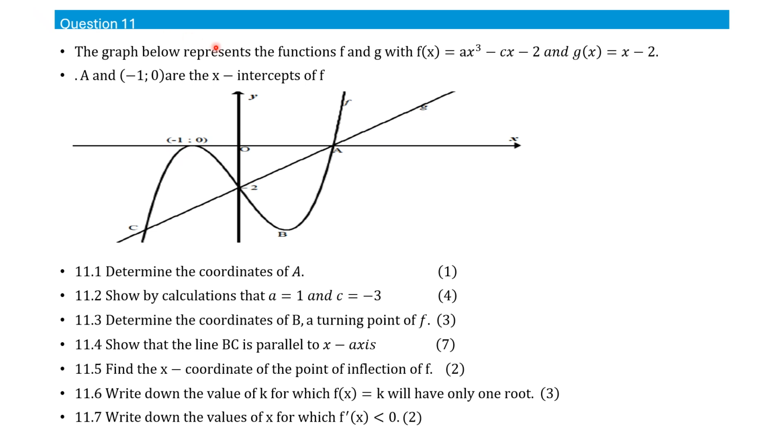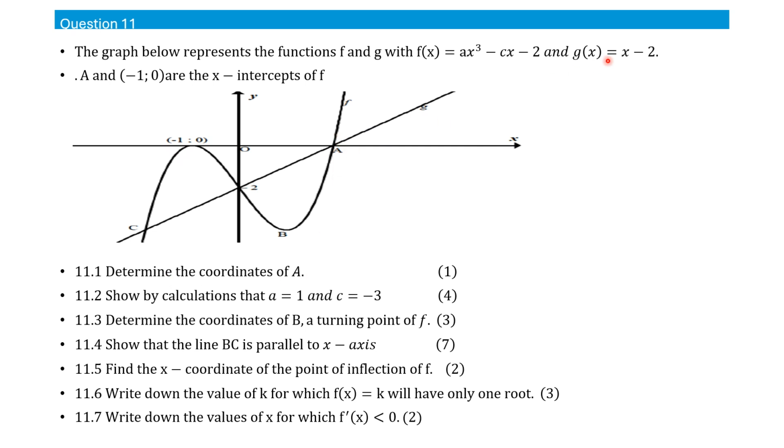So question 11. The graph below represents the functions f and g, with f of x equal to ax cubed minus cx minus 2, so that equation there, and g of x, the straight line, equal to x minus 2. A and minus 1 and 0 are the x-intercepts of f. Right? So 11.1, determine the coordinates of A.